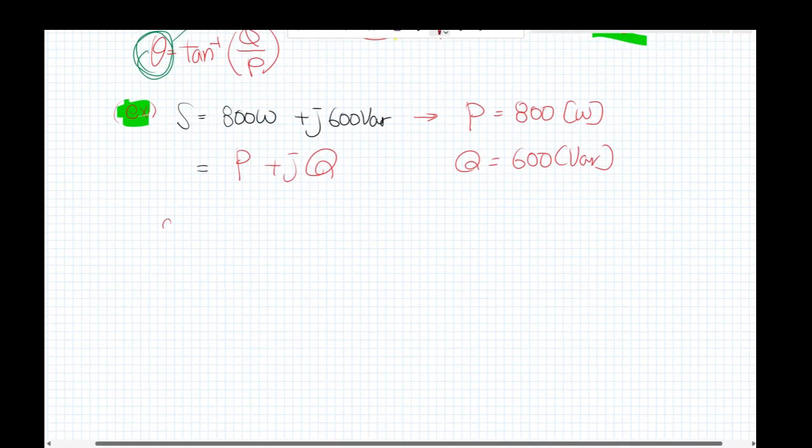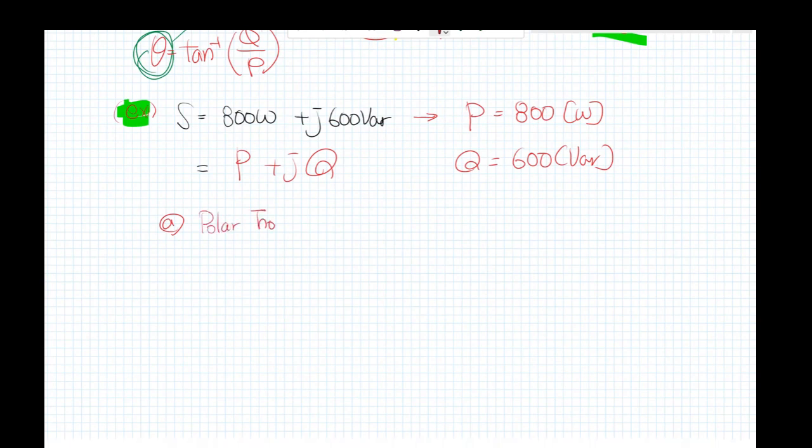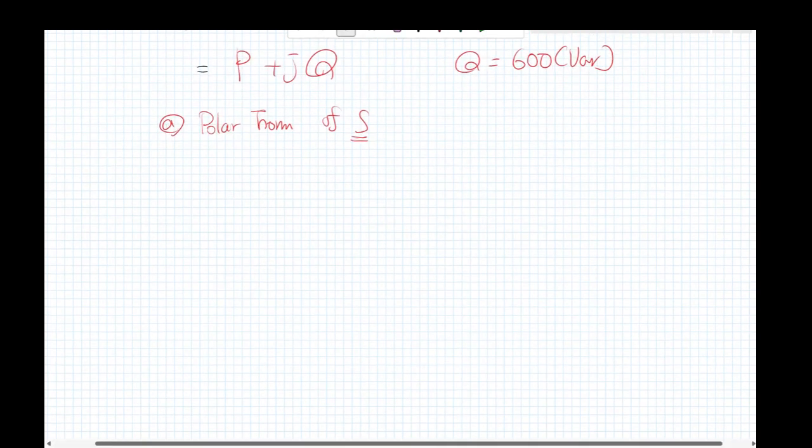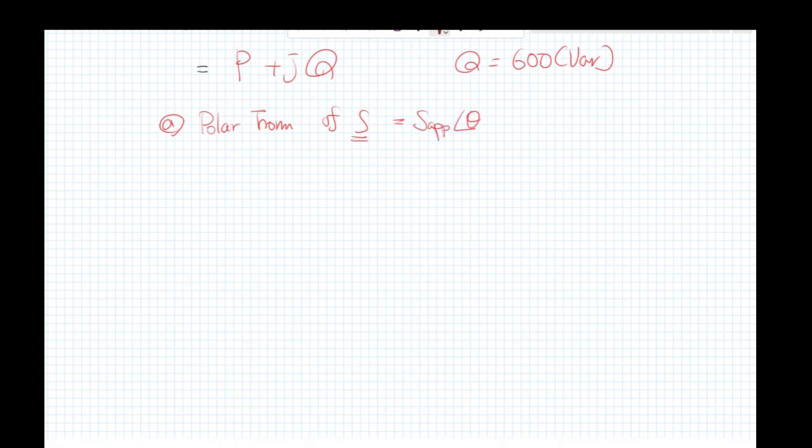So how can we find the polar form of S here? The polar form is what? S sub APP and theta. So S sub APP is what?